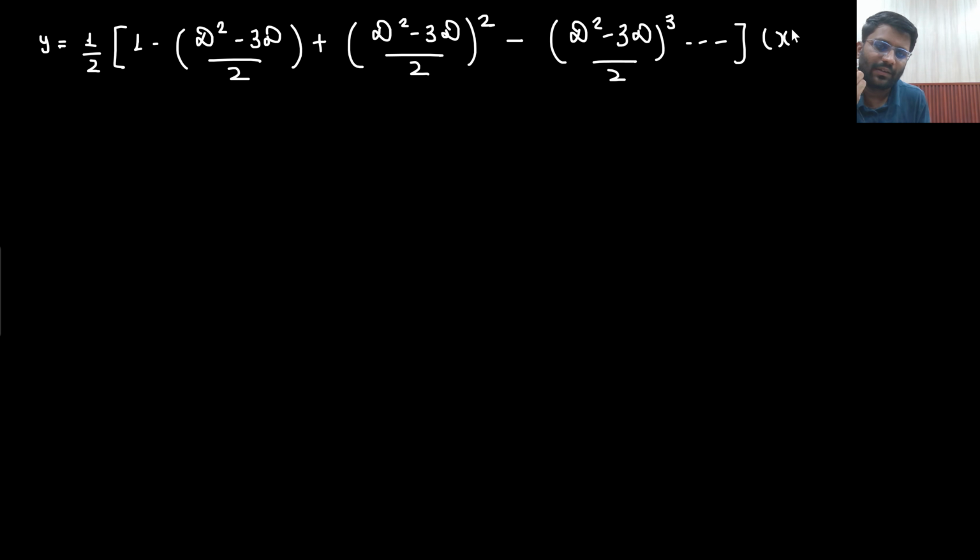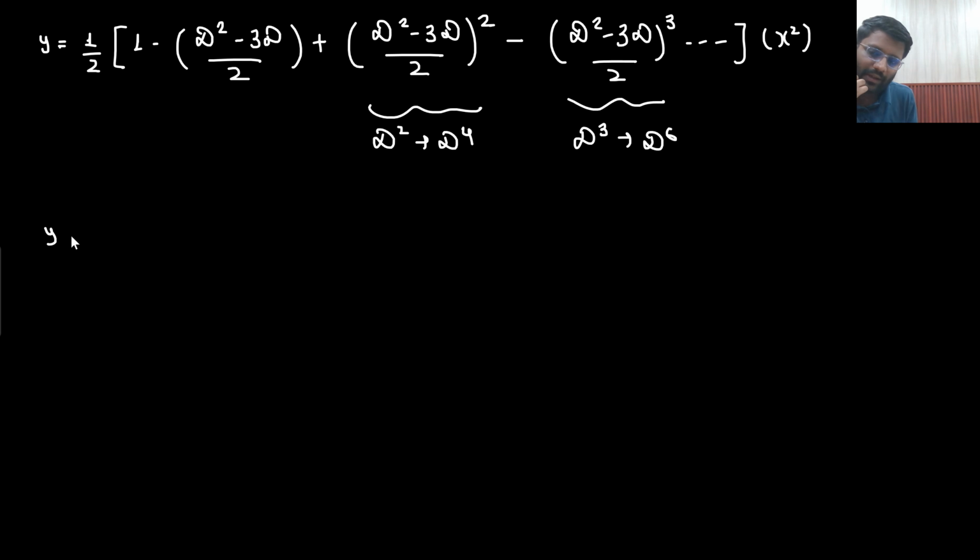multiply with x square. Say yes or no. Do you need this guy? This will give you minimum d to the power 3. This will give you d to the power 3 to d to the power 6. I don't need it. But here, sir, I will get d to the power 2 as well. From d to the power 2 to d to the power 4 I will get. So, sir, what I will be getting?